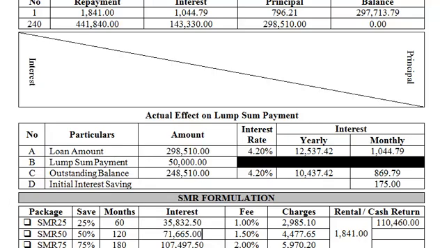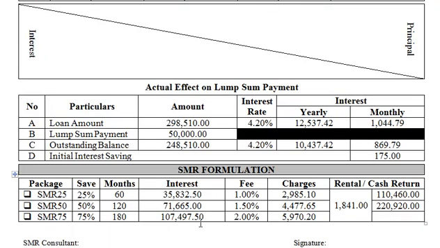Besides this, your cash and rental return will become 220,920 ringgit. Finally, if you choose SMR 75, then besides cutting 180 months of the time and saving 107,497 ringgit and 50 cents, your rental and cash return will become 331,330 ringgit.